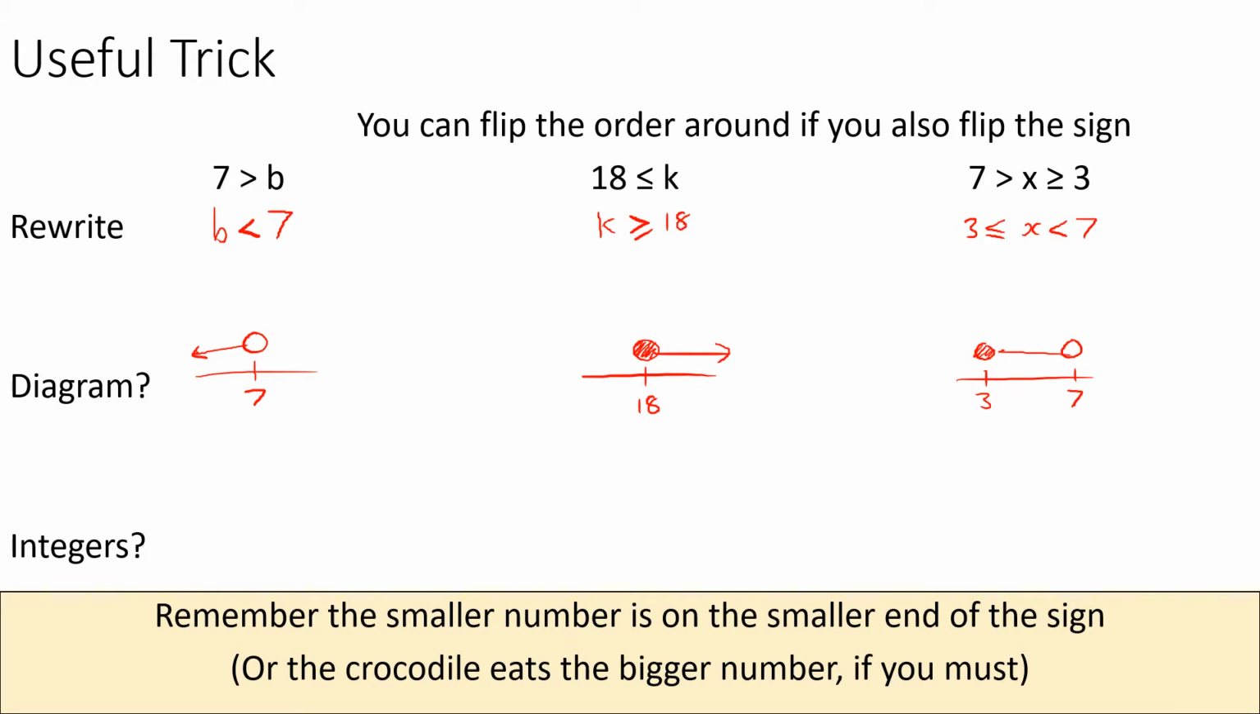And lastly, what integers do these represent? Well, less than 7 would be all the way from 3 up to 6, but not including 7. The second one would be 18, 19, 20, etc. And this last one, would it include 3? Yeah, because we've got a less than or equal to symbol on it. Would it include 7? No, because we don't. So yeah, useful little rewriting trick that I thought was worth pointing out before we went any further.